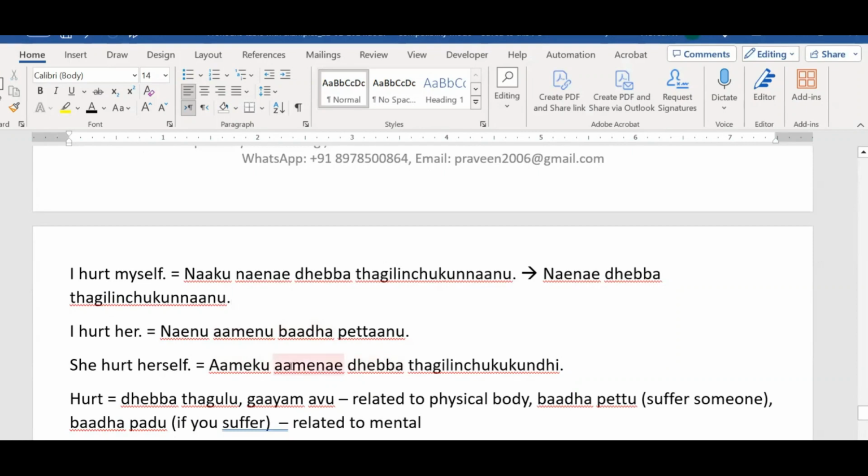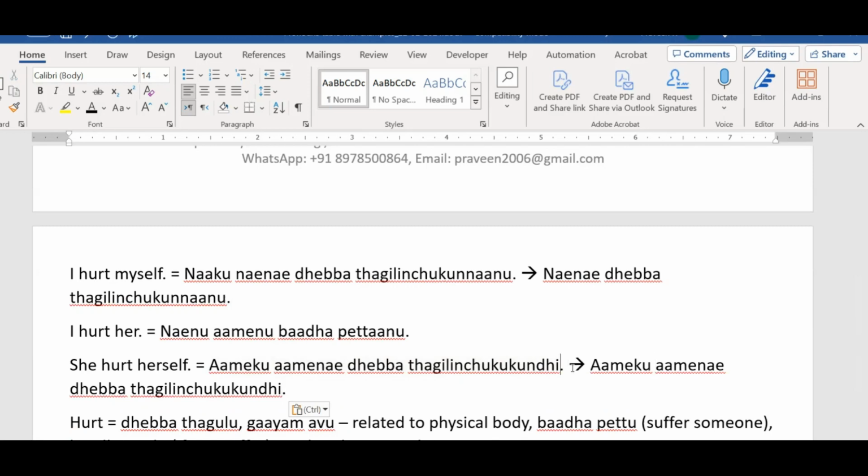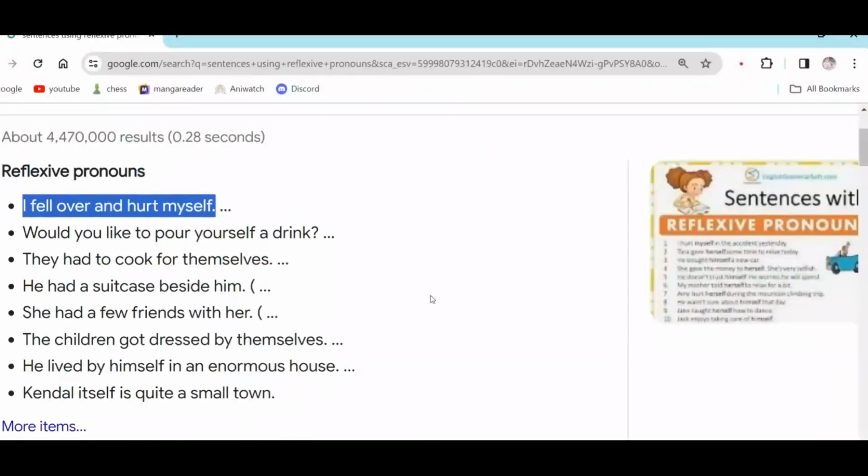She hurt herself. Amene debba tagilichukundi. This can be used as amene debba tagilichukundi to translate herself in short form. But you can also say ameku amene. That is also fine. Okay. Now let's see the next sentence.